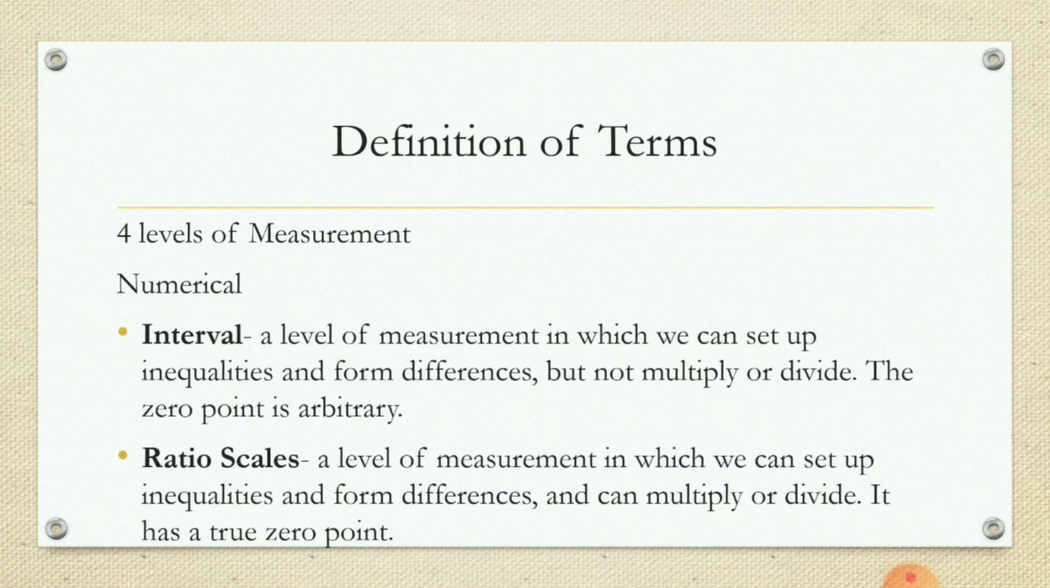Next, we have the ratio scales. Ratio scales is the same as interval. The only difference is that ratio scales has a true 0 point, or there is a starting point. For example, the amount of money. We have the so-called zero money, or there is no money at all. Another example is weight. We have the starting point of 0 kg, or no weight at all. Those are the two levels of measurement which fall under the numerical level.